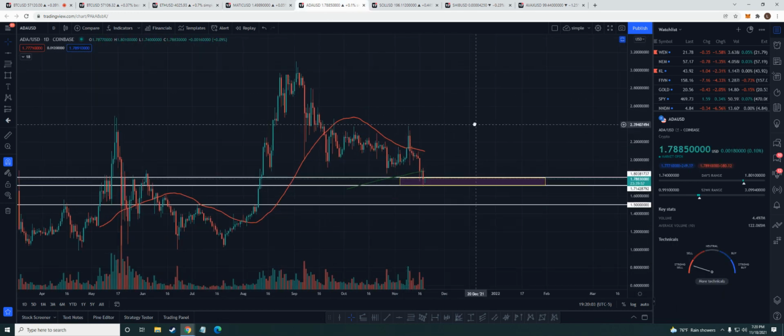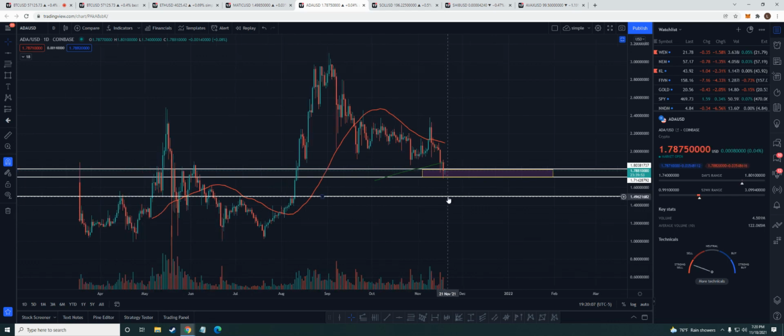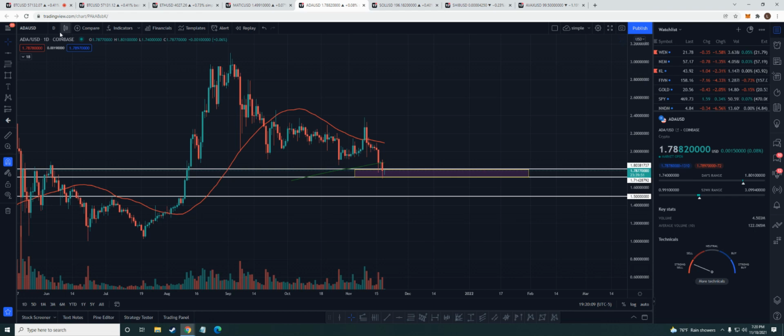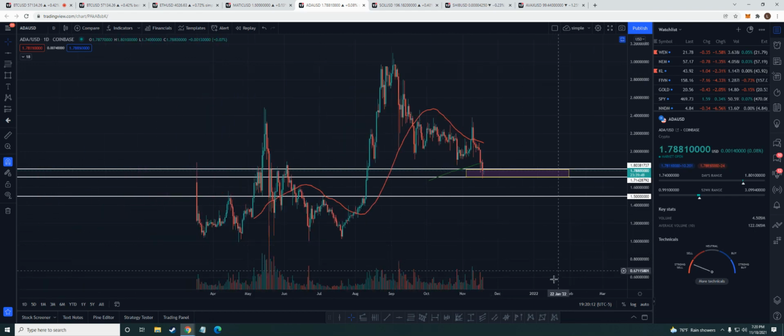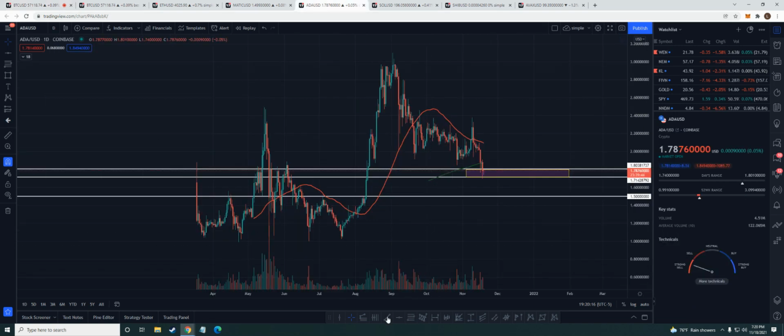Cardano, my area of concern is 180 to 171. 150 is what I'm looking at for the bottom there. We're going to do a fib retracement on this. How much time do I have left? I only have 15 minutes left, so I'm going to have to do this quick. Fib retracement.